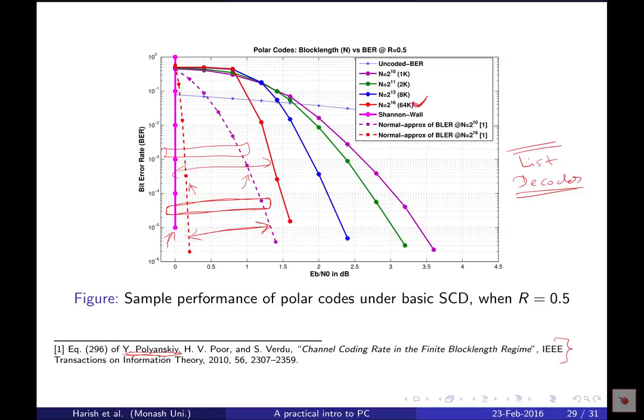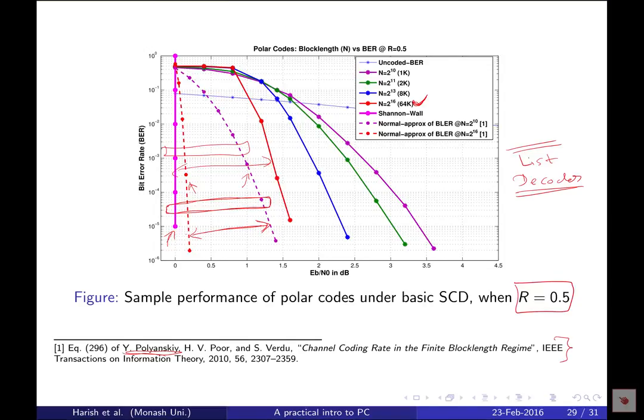So basically, if you use advanced decoders, you can fill this gap of 1.5 dB. That's all I'm saying. The gap is significant for this decoder, but if you are concerned about complexity, this is something very worth pursuing. This is at rate 0.5.